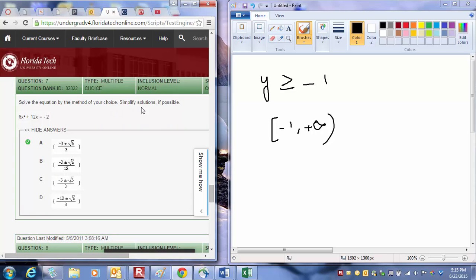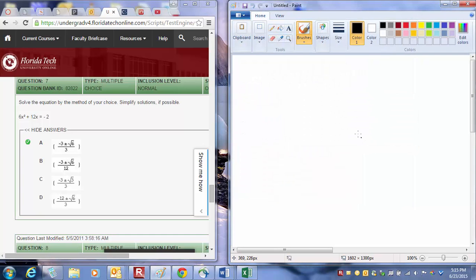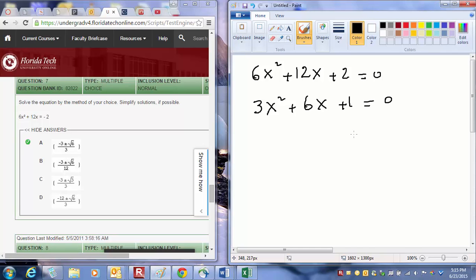Solve the equation by the method of your choice. Simplify solutions if possible. So let's go ahead and use the quadratic formula, since, as you see, you can look at the answer, it involves radicals. 6x squared plus 12x, add 2 to both sides, plus 2 equals 0. Notice everything is divisible by 2, so this would be 3x squared plus 6x plus 1 equals 0.